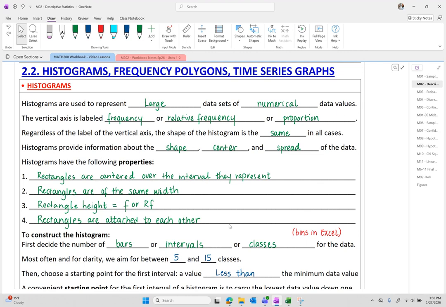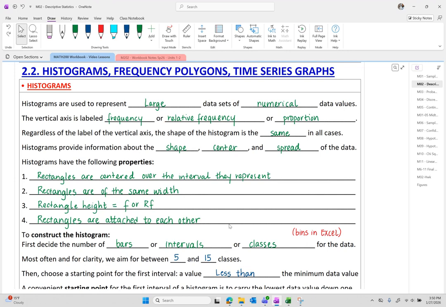Regardless of the label of the vertical axis, the shape of the histogram has to be the same in all cases, and we saw an example of that in Project 2. Histograms provide information about the shape, the center, and the spread of the data, which are the main concepts that we will cover in this chapter in Unit 2, where we will do statistical summaries of data.